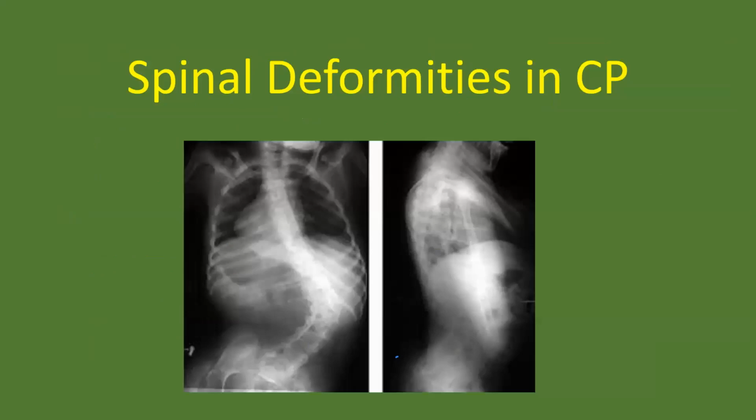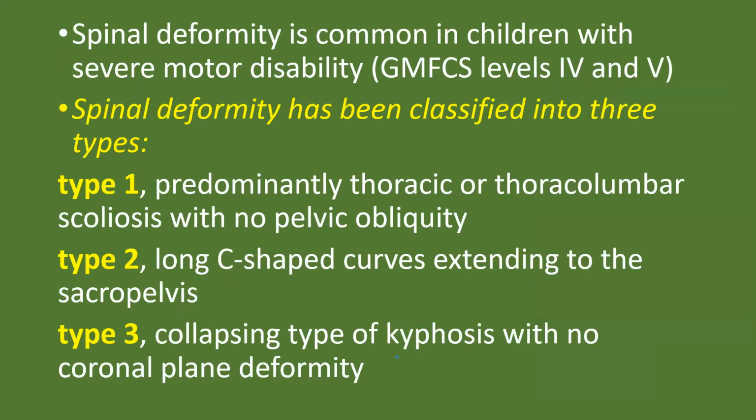Spinal deformities, we spoke about them. There are 3 types, actually. Type 1 is predominantly a thoracic or thoracolumbar scoliosis, but there is no pelvic obliquity. With this we don't have very many problems. The long C-shaped curves, which is type 2, extend to the sacropelvic region. And type 3 is the collapsing type, which is associated with kyphosis, mainly with no coronal plane deformity.